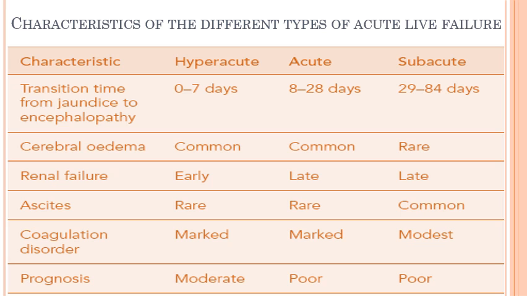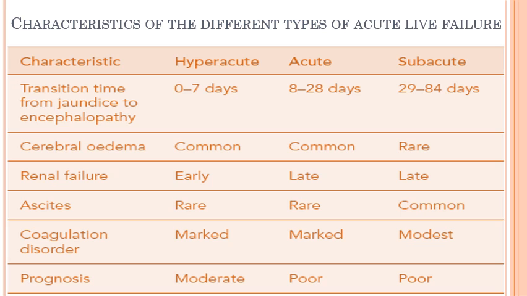Third is the ascites, the presence of fluid in the abdomen. It is rarely present in hyperacute liver failure, as well as in acute liver failure. However, it is commonly present in subacute liver failure.